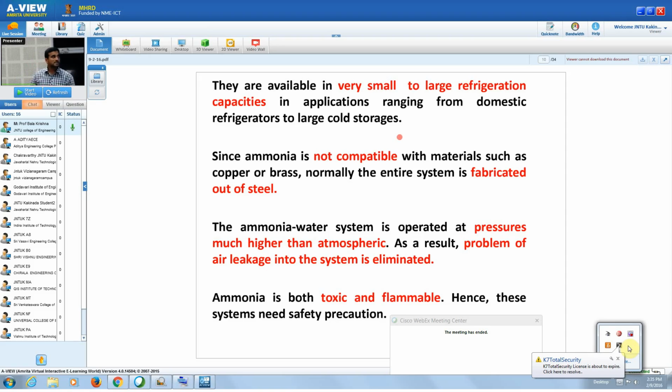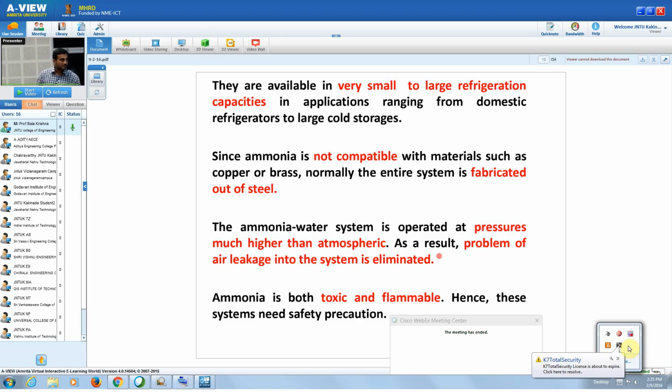And the next point is that the ammonia water system operates at pressures much higher than atmospheric pressure. The entire system will be running at a pressure higher than atmospheric pressure. Therefore, the advantage is that outside air does not leak into the refrigeration system. Okay, this is one of the advantages. But in some cases the entire system will operate at pressures much less than atmospheric pressure, and there is a chance of outside air leaking into the system. But in this particular system there won't be such a situation, and air leakage into the system is completely eliminated.